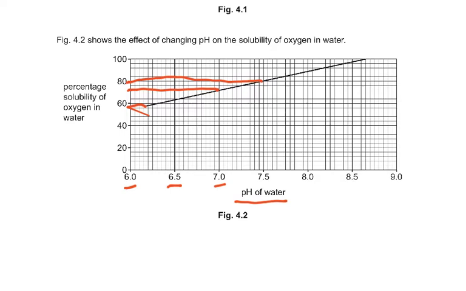And then at 8, it has increased to nearly 90, and at 8.5 it has increased further. Around 8.6, it has increased to 100%. So here we have the percentage solubility of oxygen in water, and as the pH is increased to more than 8.5, it has become 100% soluble in water. So read this very carefully. Here we have the pH of water, and then we are talking about a fish.